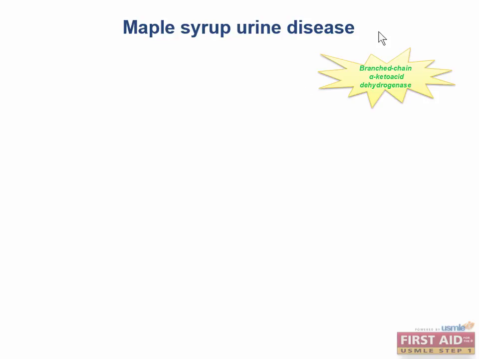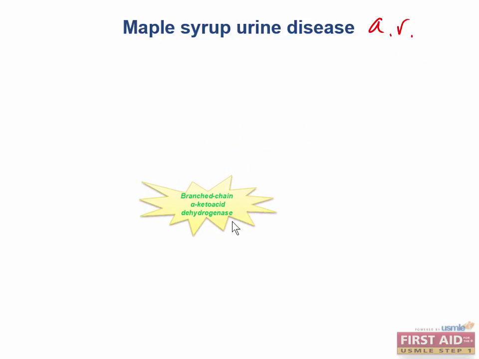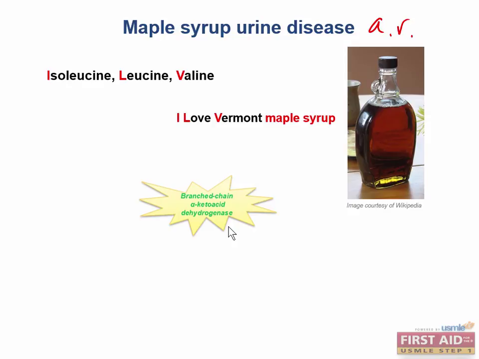Maple syrup urine disease is an autosomal recessive disease of amino acid metabolism, in which case both copies of the enzyme alpha-ketoacid dehydrogenase are deficient. This enzyme is going to catalyze the degradation of the branched chain amino acids. So what are the 3 amino acids that are branched? I want you to remember that isoleucine, leucine, and valine are going to be your branched amino acids. And you can remember this with the mnemonic, I love Vermont maple syrup, where I, L, and V are going to be your amino acids, and we're talking about maple syrup disease.